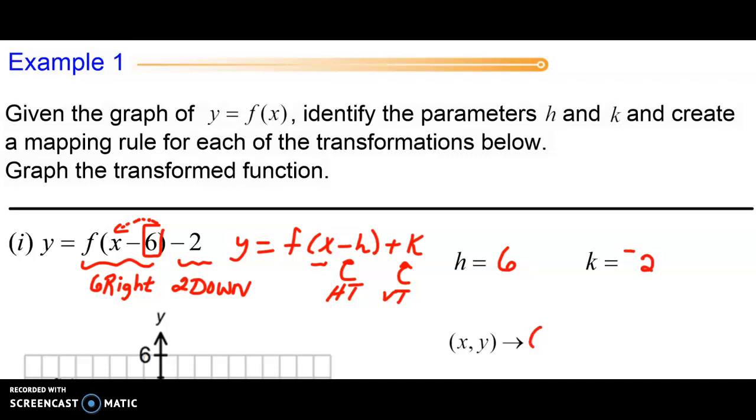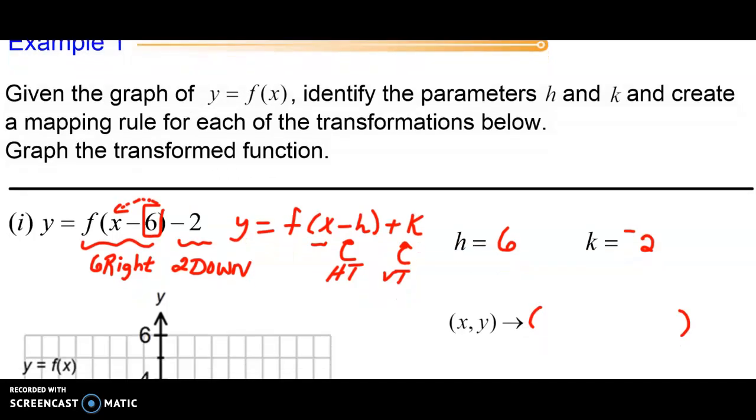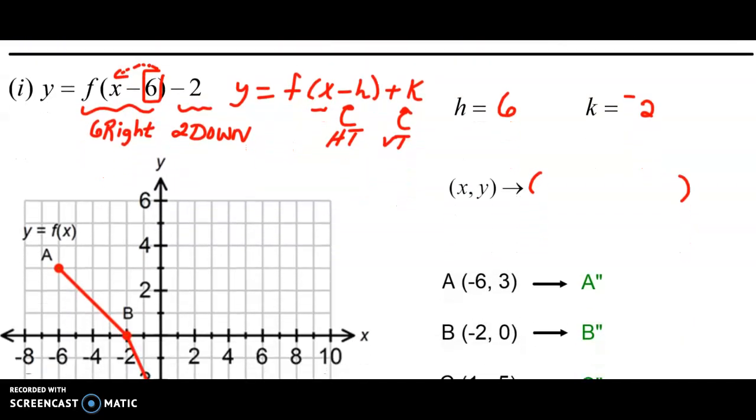When you write your mapping, you want to write the mapping notation explaining exactly what is happening to the graph. So in this situation, because I'm moving 6 units to the right, I'm going to take the x. Right means I'm adding 6. Again, that just confirms this is positive. In the y value, I want to take the y value and subtract 2 in order for it to move down.